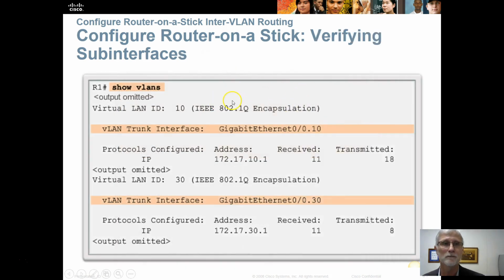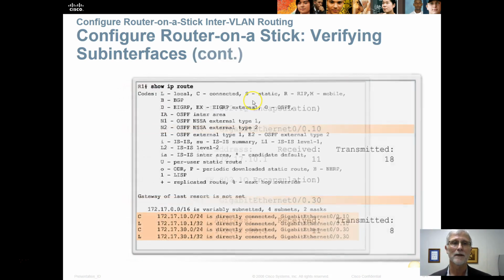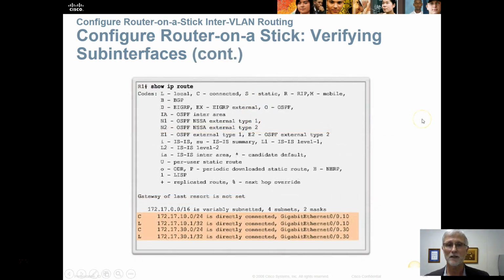So now if I show VLANs on the router, it tells you which encapsulation is used. This is the key: which interface it's on and which VLAN it is, so it gives you a lot of information. Here you're seeing VLAN 30 and VLAN 10. Now, if you're verifying the sub-interfaces, you can do a show ip route, and you can actually see which VLANs are on the sub-interfaces.